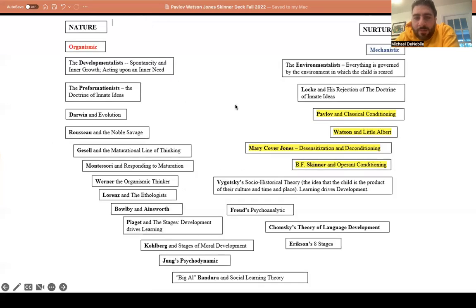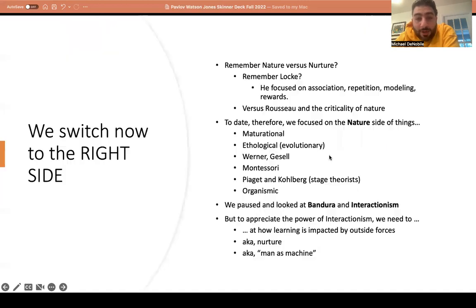We're now on the right side of our chart. And today we're going to be looking at Pavlov with classical conditioning, Watson with Little Albert, Mary Cover Jones with her desensitization and deconditioning, and B.F. Skinner with operant conditioning. So here we go. We're going straight on the right side in our nature versus nurture debate.